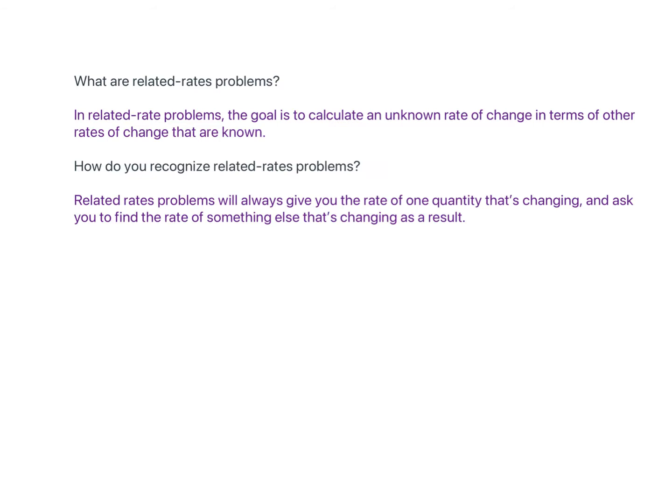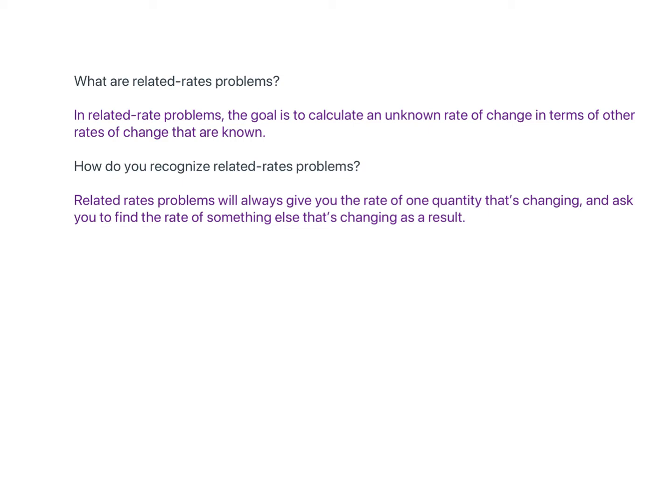So related rates problems are problems in which the goal is to calculate an unknown rate of change in terms of other rates of change that are known. And the way we can recognize related rates problems is we'll be given the rate of one quantity that's changing, and we'll be asked to find the rate of something else that's changing as a result.